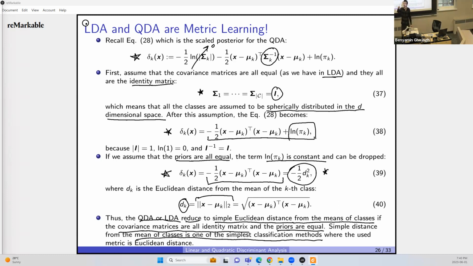Yeah, you're right, but we have several points in each class. Someone here said the nearest point, but we need a representative for every class. So we take the average, the mean of the classes. The closest mean to this point determines the class of that point. And exactly this is why LDA and QDA, under these assumptions, reduce to this simple algorithm: let me calculate the distance to the means of the classes.